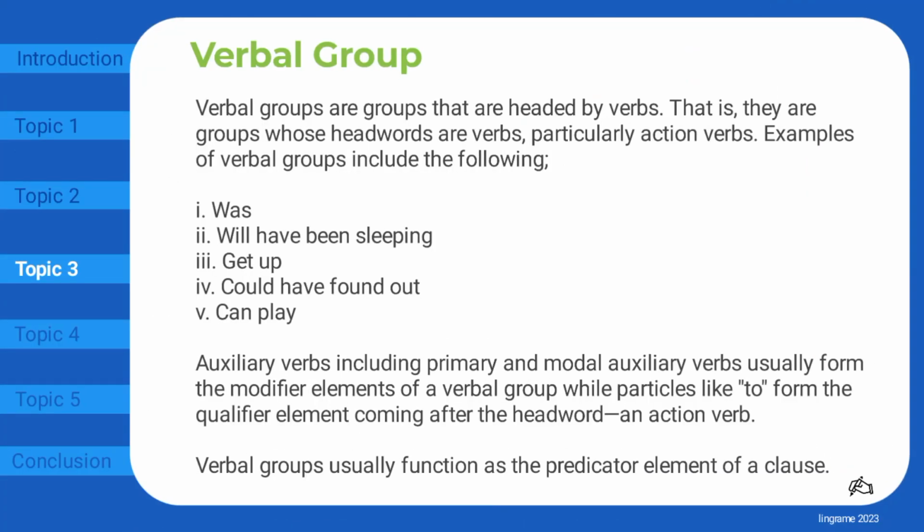Verbal groups. Verbal groups are groups that are headed by verbs. That is, they are groups whose head words are verbs, particularly action verbs. Examples of verbal groups include the following: was, will have been sleeping, get up, could have found out, can play. Auxiliary verbs including primary and modal auxiliary verbs usually form the modifier elements of a verbal group, while particles like to form the qualifier element coming after the head word, an action verb. Verbal groups usually function as the predicator element of a clause.